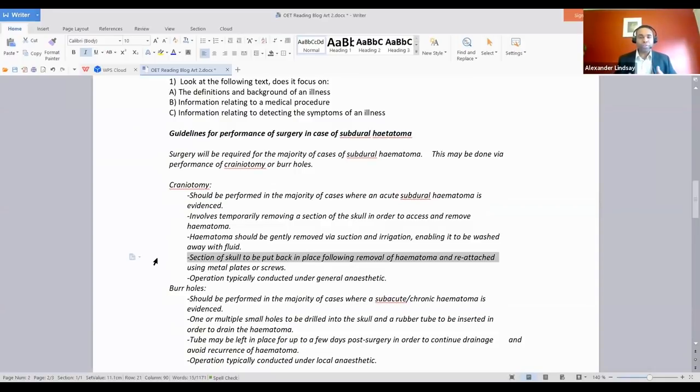What I want you to do, just very quickly, is to have a look at the text and then tell me which of the 3 options, A, B, or C, you think it focuses on. So does it focus on A, the definitions and background of an illness, B, information relating to a medical procedure, or C, information relating to detecting the symptoms of an illness? So what do you think? Just put it in the chat.